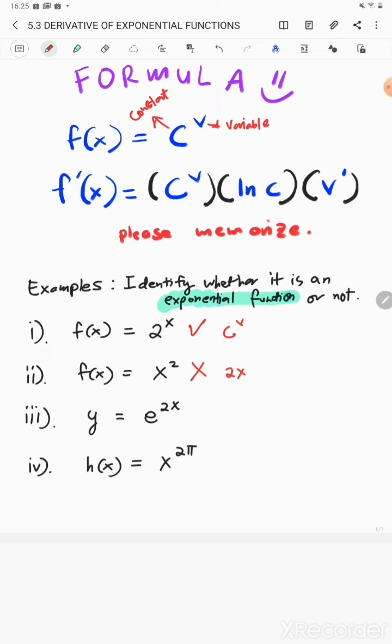And then number 3, y equal to e power of 2x. Is it an exponential function? The answer is yes, because e is a constant. You can press your calculator and get the value, and the variable is 2x. And number 4, we have h(x) equal to x power of 2 pi. Is it exponential? The answer is no. To differentiate this, the exponent is 2 pi, bring it to the front, and then x power, we deduct 1. This is how we solve using the power rule. And for number 1 and 3, you have to use the formula above.